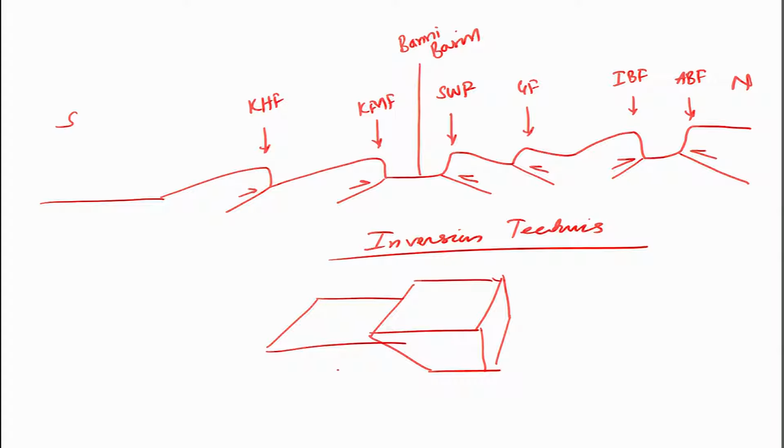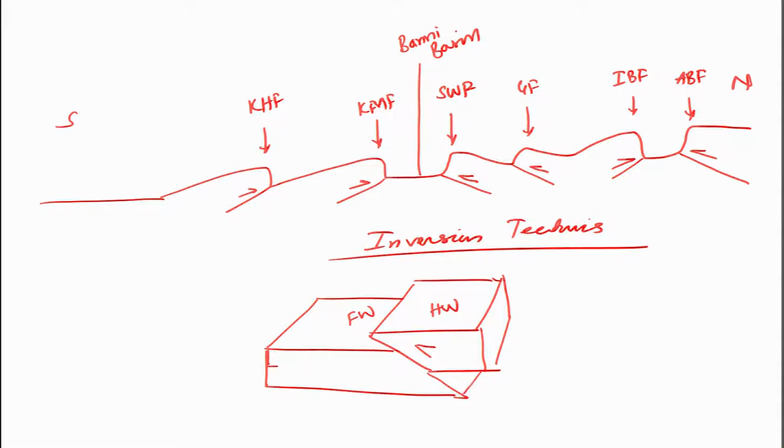So, if you are having this as a reverse fault, maybe I can draw very much similar. For example, if you are drawing the Allah Bund fault, then we have this block moving up with respect to this one. Okay. So, this will be your hanging wall, this will be your footwall.